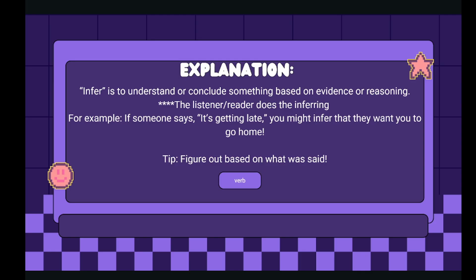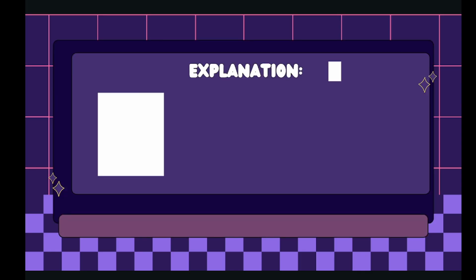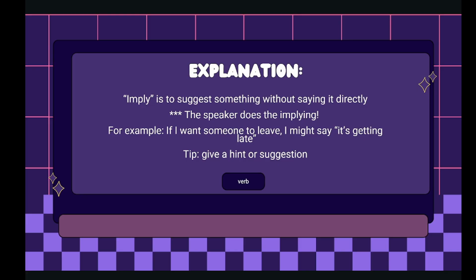Now, on the other hand, imply is to suggest something without saying it directly. Now, the speaker does the implying, not the inferring. So, for example, if I want someone to leave, but I don't want to directly say, hey, get out of my house, I might say, wow, it's getting late. So I'm trying to give a hint or suggestion to that person, because maybe I don't want to be straightforward and I don't want to hurt their feelings. So I'm trying to imply something by saying, hey, kind of get out of here.